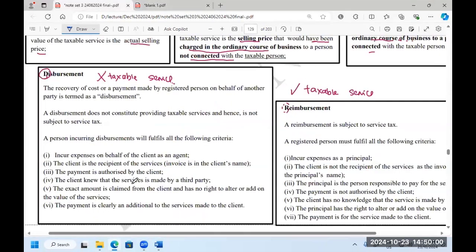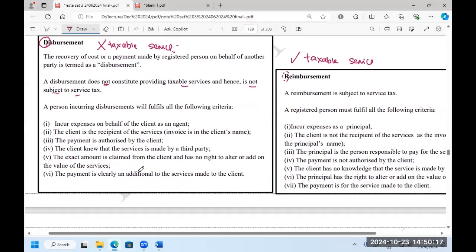So let's look at our notes. What about this one? No, not a taxable service. So what is disbursement? This disbursement is not a taxable service, so therefore not subject to service tax. How do I identify disbursement? Disbursement is an expense that the legal firm incurred on behalf of the client as an agent. The invoice is in the client's name, not in the agent's name. The payment is authorized by the client. The client is aware that the legal firm is paying for him.